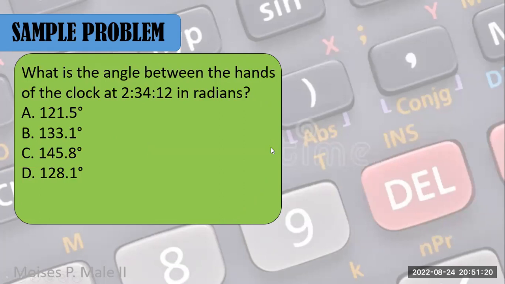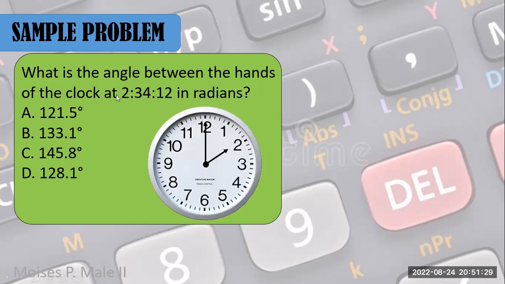So, this next one. What is the angle between the hands of the clock at 2:34:12? So, it is the angle that we are looking for here. So, this is somewhere between 2 and 3 o'clock. Okay? So, at 2 o'clock, the angle is negative 60. Right? So, two 30s. So, at 3 o'clock, the hour hand has passed, right? So, it is positive now. So, you have 9 times 30 or 270 degrees.